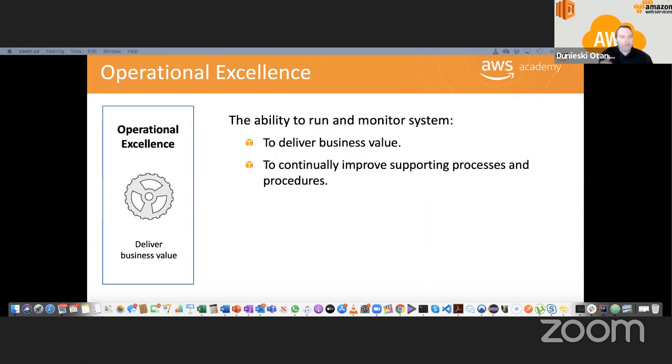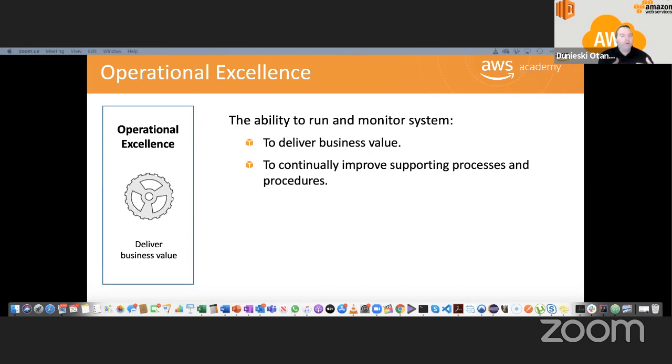When users use your architecture, they have to know that you're providing business value to their business. That's very important. And it has to continually improve supporting processes and procedures. So when you create an architecture, it has to be open for further expansion. You have to architect with that in mind, right?